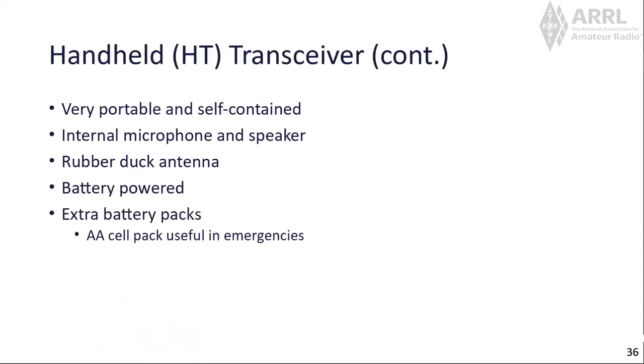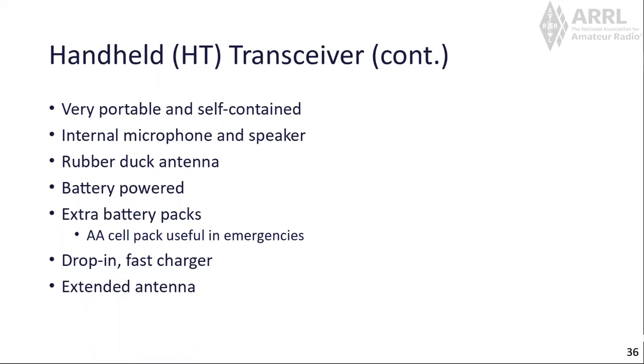Extra battery packs, AA cell packs are useful in emergencies. With this Oshing, it's about 10 years old. The factory battery has died. I didn't want to spend $40 on a new one, so I bought an $8 battery pack and filled it full of AAs. Drop-in chargers, and they charge pretty fast. The lithium-ion batteries with a charger that has some intelligence built into it, you can recharge it pretty quick.